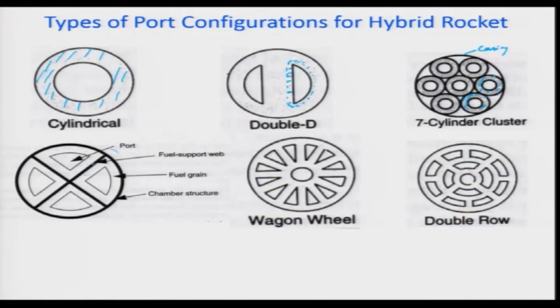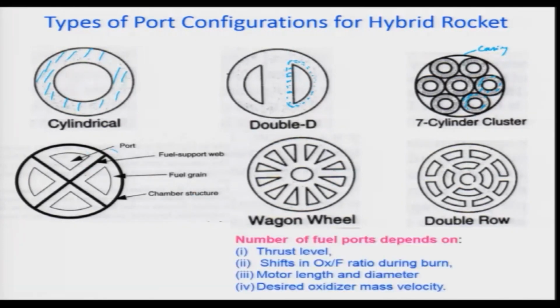So that it will give structural support to this port, not being broken down due to the low strength when it is regressing. So, it is having, of course, the combustion chamber structures, and keep in mind that the number of fuel ports depends on the thrust level and shift in oxidizer fuel ratio during burn.